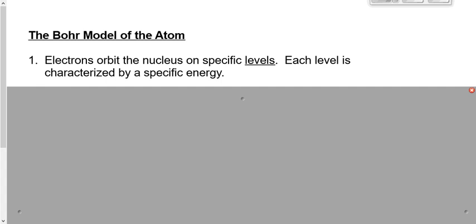So level 1 has this much energy, electrons on this level have this much energy, electrons on level 2 have this much energy, and so on. And if you've taken chemistry, we don't really have to know this so much in physics, but you'll know that electrons always want to fill in those lower levels first, right?